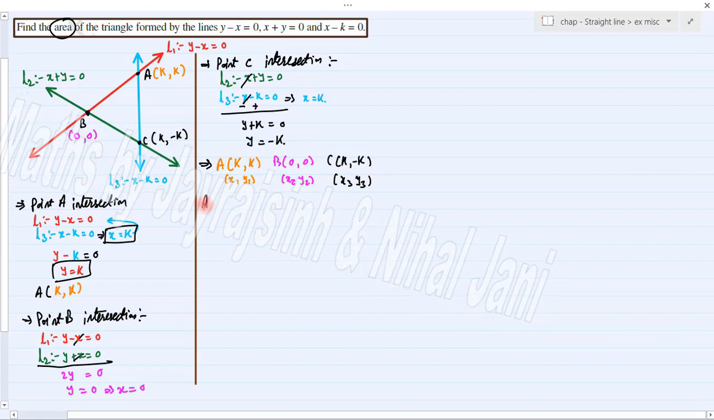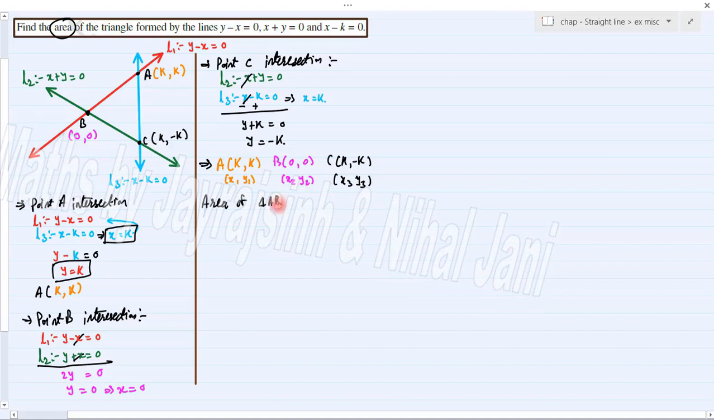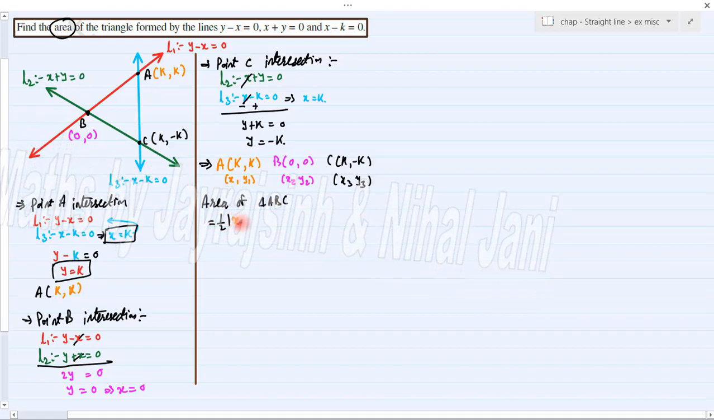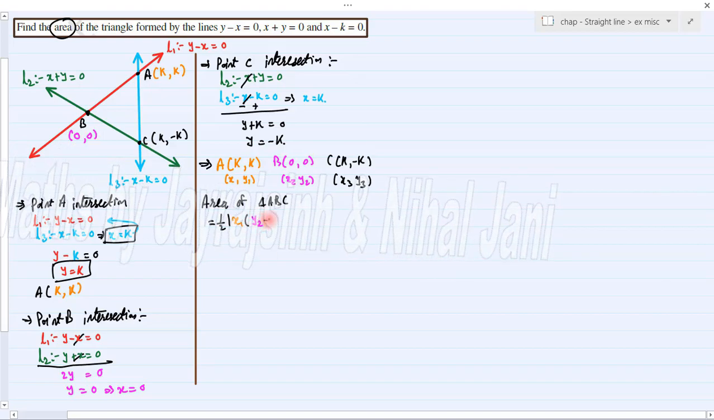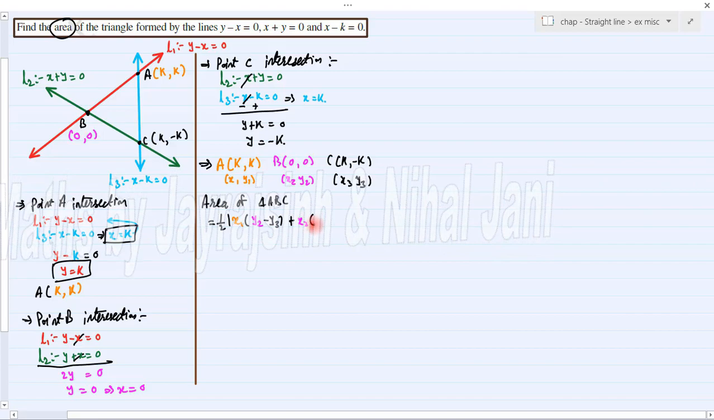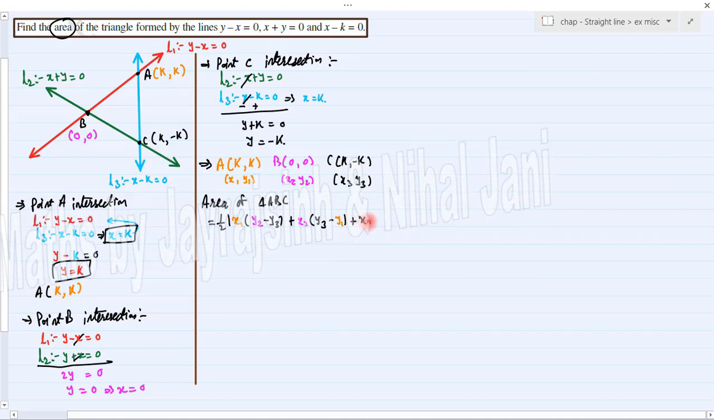So we can say the area of triangle ABC is given by half mod x1 into y2 minus y3 plus x2 into y3 minus y1 plus x3 into y1 minus y2.